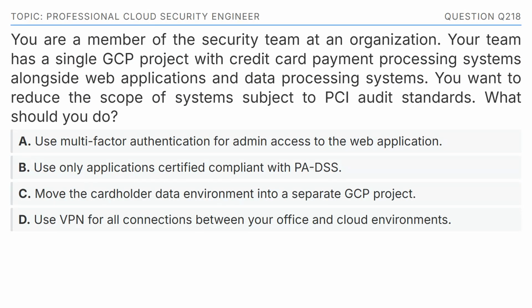You are a member of the security team at an organization. Your team has a single GCP project with credit card payment processing systems alongside web applications and data processing systems. You want to reduce the scope of systems subject to PCI audit standards. What should you do? The options are: Option A, use multi-factor authentication for admin access to the web application. Option B, use only applications certified compliant with PA-DSS. Option C, move the cardholder data environment into a separate GCP project. Option D, use VPN for all connections between your office and cloud environments.